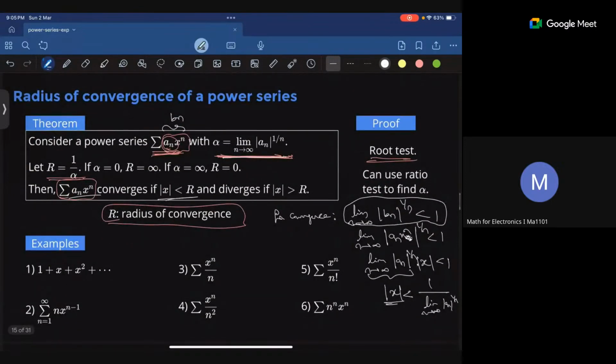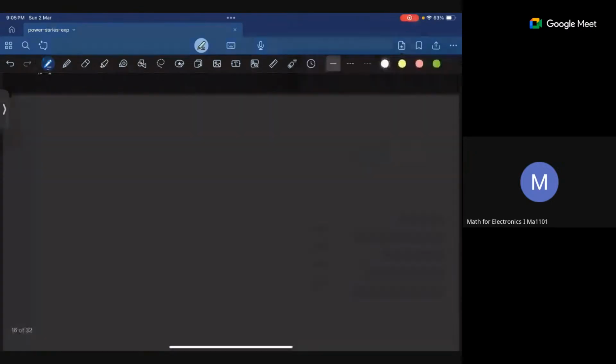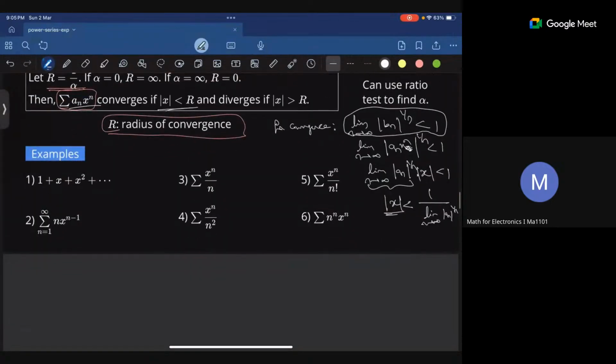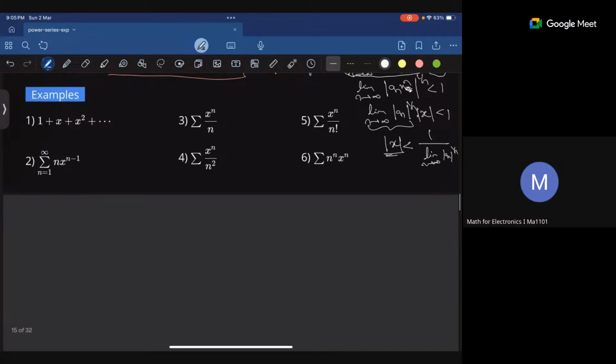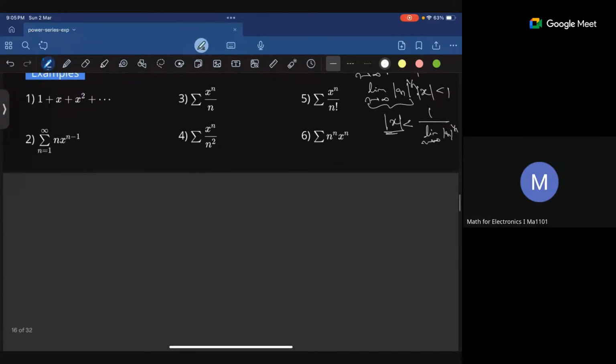We can solve a couple of them and compute the radius of convergence. The radius of convergence concept is definitely useful for your quiz too, so there could be questions on computing the radius of convergence. We can compute the radius of convergence for the first one itself.